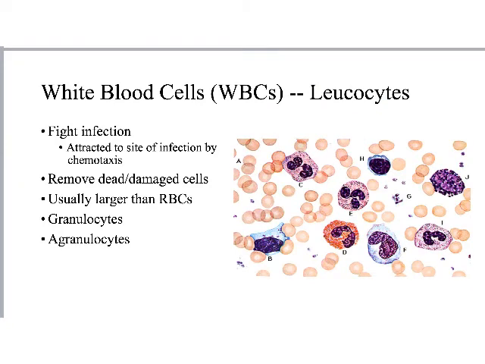All right, so that was red blood cells. Those were the most numerous, if you remember, more than 99%. Now we'll move on to white blood cells.